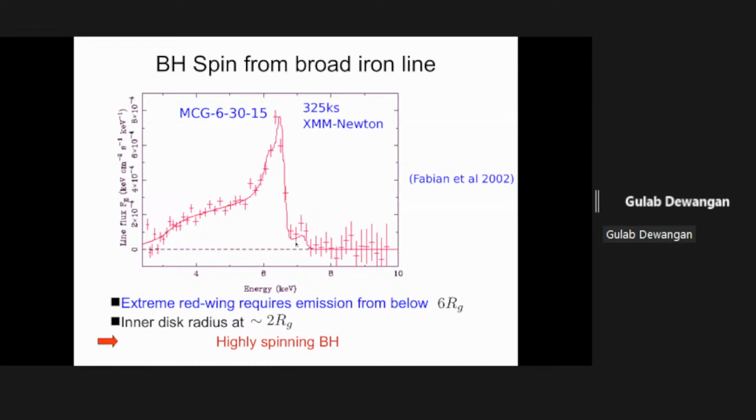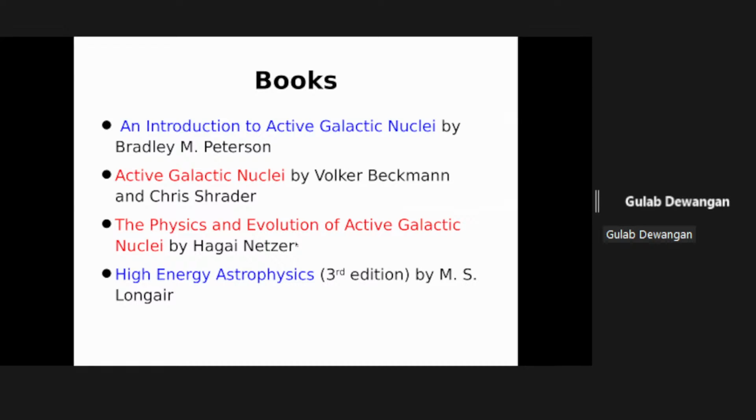If you want to know more about AGN, there are a number of books. The first and very simple book is An Introduction to Active Galactic Nuclei by Bradley M. Peterson. If you don't know about AGN and you want to have a basic understanding, you can read this book. Then there is a more advanced book, particularly talking about the AGN central region, by Volker Beckmann and Chris Shrader. There's another very nice book that came out recently, Physics and Evolution of Active Galactic Nuclei by Hagai Netzer.